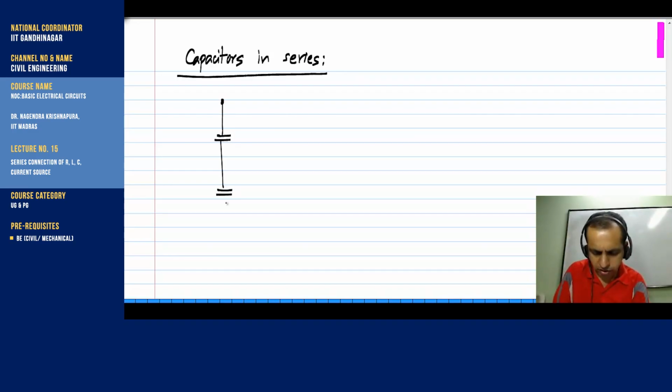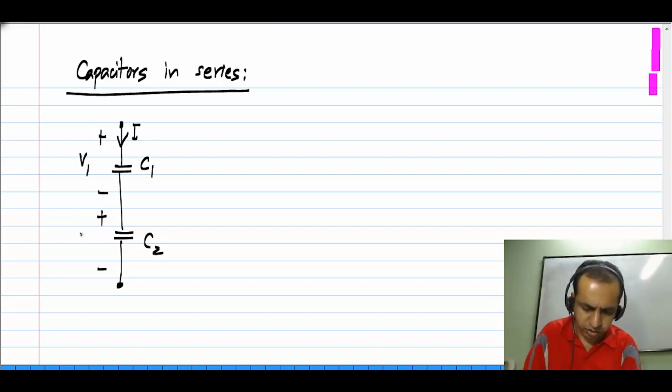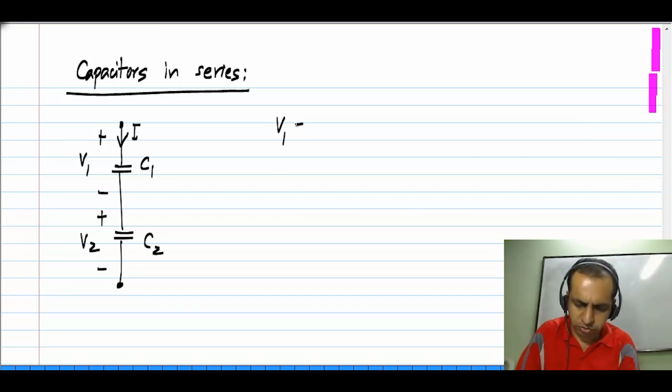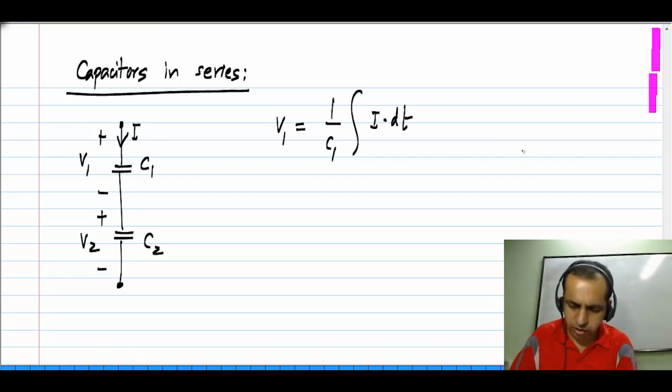So let me connect two capacitors in the usual way, C1 and C2, and let me mark the current I through them, and I'll mark the individual voltages V1 and V2. Okay. I know that the voltage V1 is 1 over C1 integral of the current.